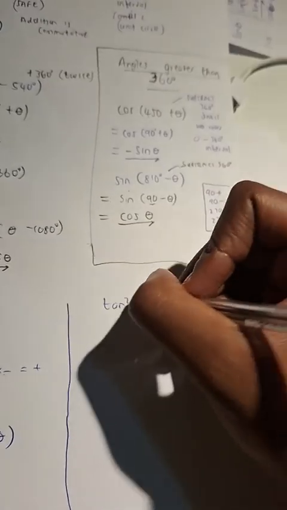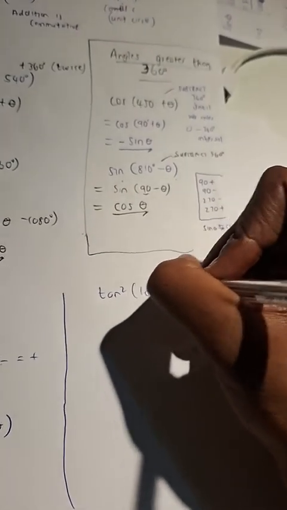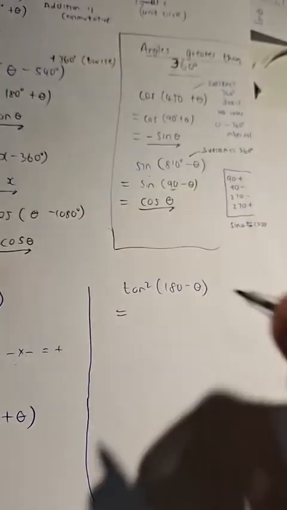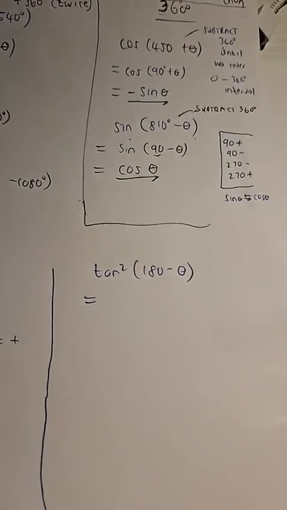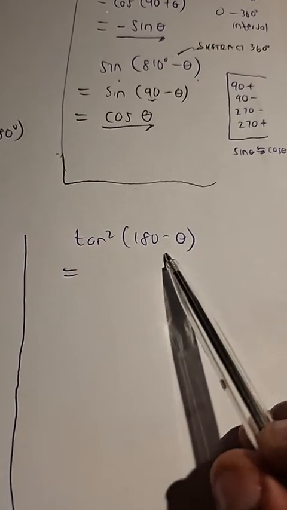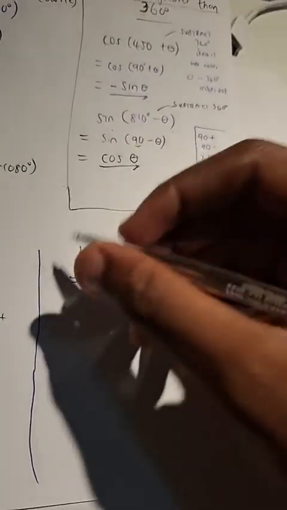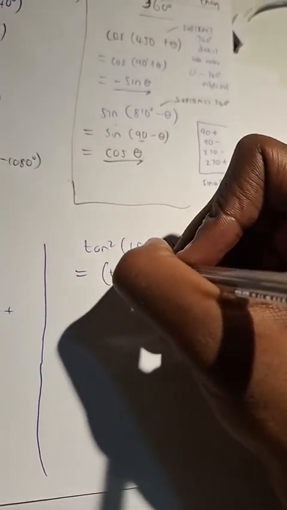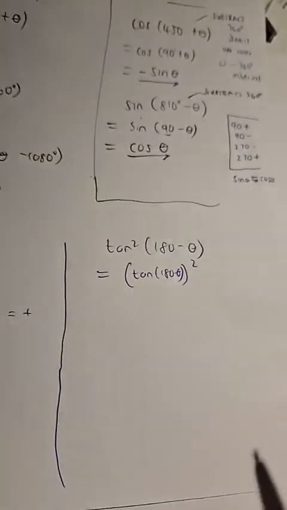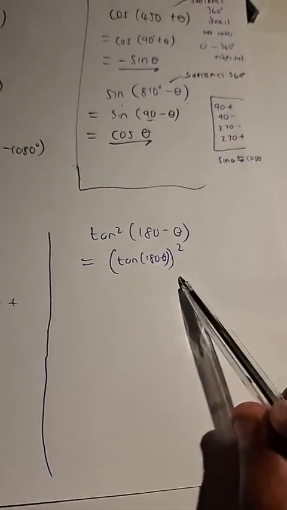Look at this, tan squared of 180 minus theta. Just want to look at that one as well, very quickly. So tan squared of 180 minus theta. First and foremost, we take out the square. We write the function value nicely inside the square bracket.